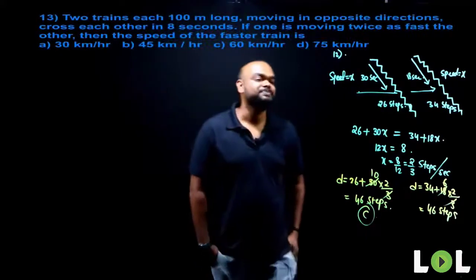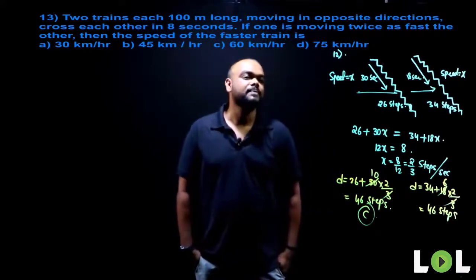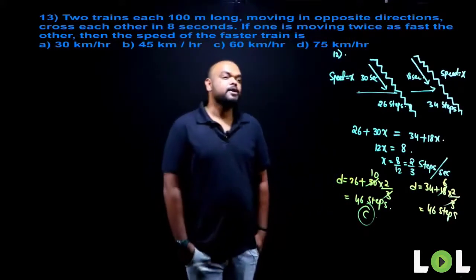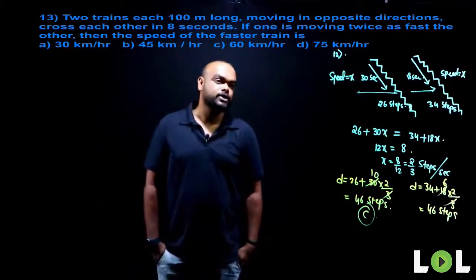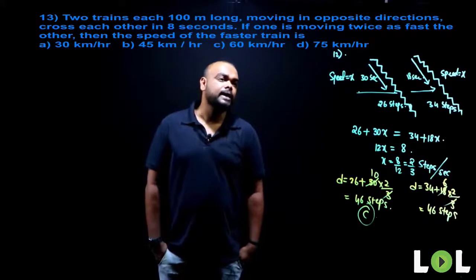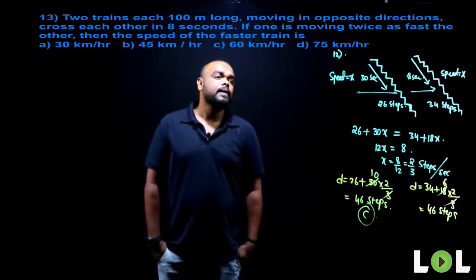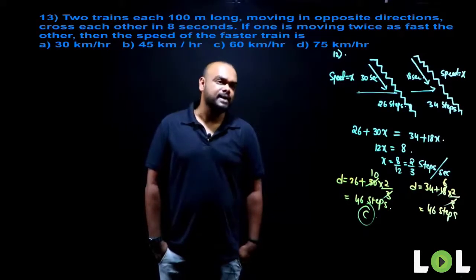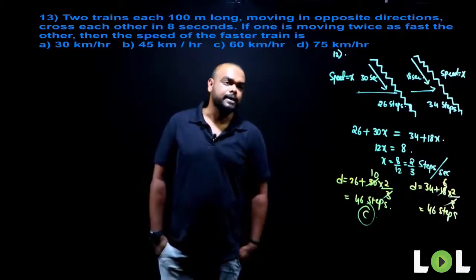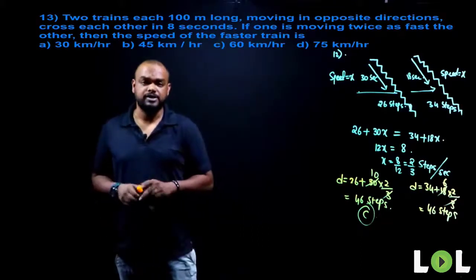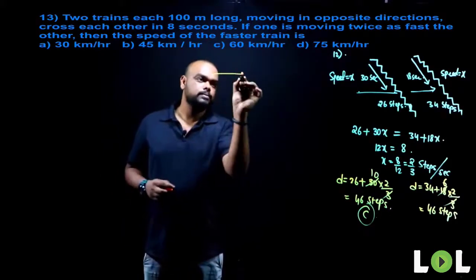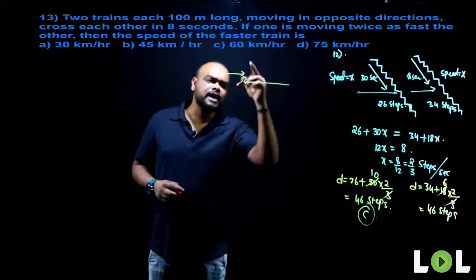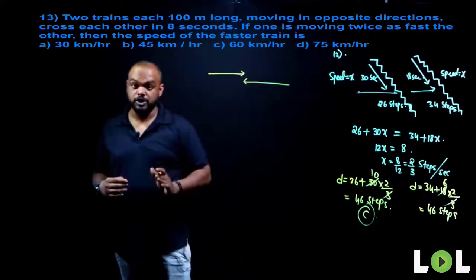Question number 30. What does it say? Two trains, each 100 meter long, moving in opposite directions, cross each other in 8 seconds. If one is moving twice as fast as the other, then the speed of the faster train is. Acha. Problem is based on trains. Observe here, the two trains moving in opposite direction. Did he mention any distance between them? No. It means they are at this position only.